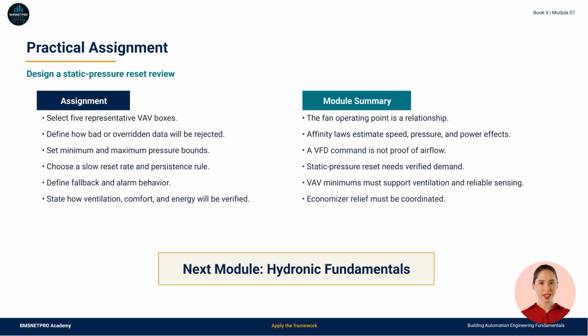For the practical assignment, design a static pressure reset review. Choose a representative group of VAV boxes. Define how the sequence will reject failed boxes, overridden boxes, bad airflow values, and short-term noise. Establish minimum and maximum pressure limits. Select a slow reset rate and a persistence rule. Define fallback behavior and operator alarms if demand data becomes unreliable.